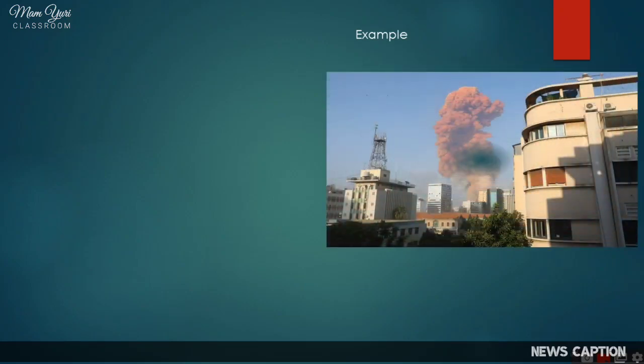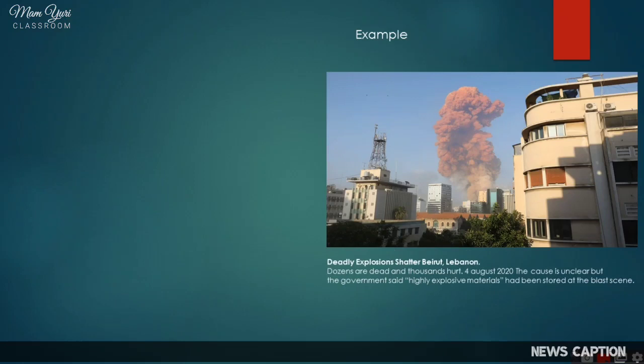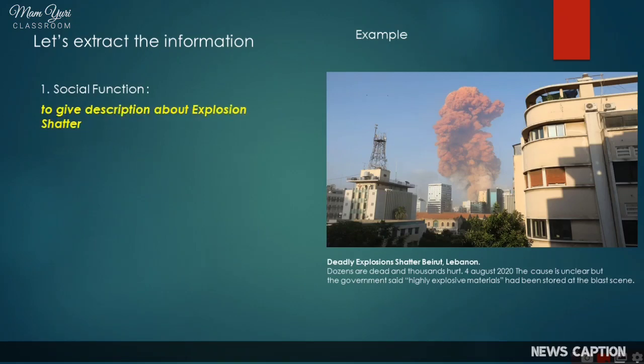Okay, guys, did you get the point? Now let's check your knowledge from the examples. Look at the pictures and the captions below. Read the captions, please. And then let's extract the information about the pictures. Number 1, the social function. What is the social function of the captions above? Yeah, to give descriptions about the explosion disaster.